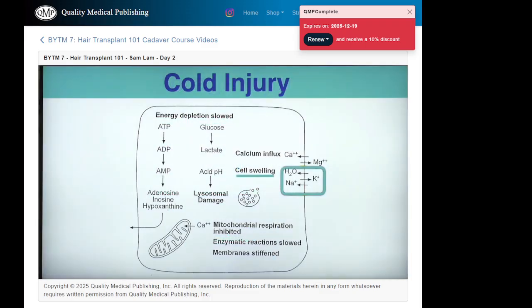A second type of injury is cold injury. When grafts are chilled, you say, wait a second, are grafts supposed to be chilled? We're going to get to that. What happens is you get this influx of calcium and sodium, and then an exit of potassium, which causes cell swelling, and that cell swelling could cause lysis or death.